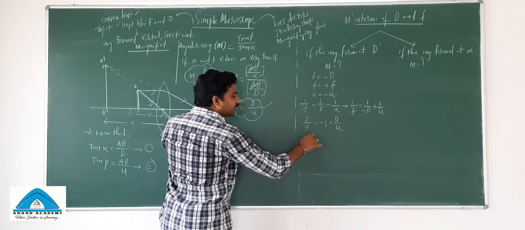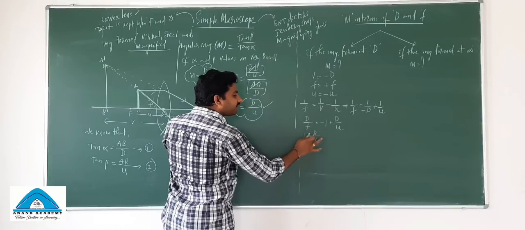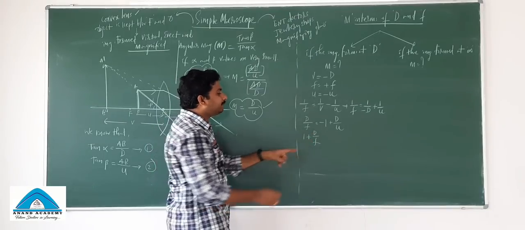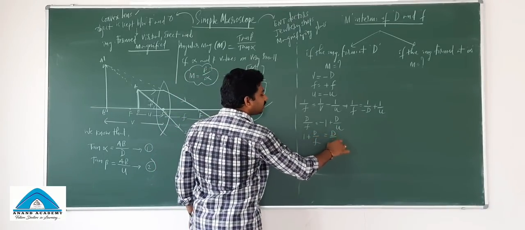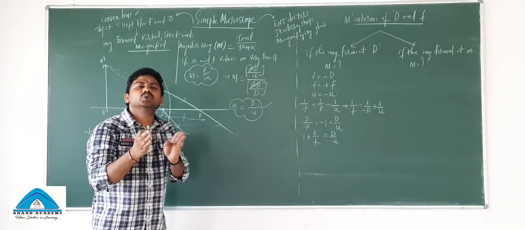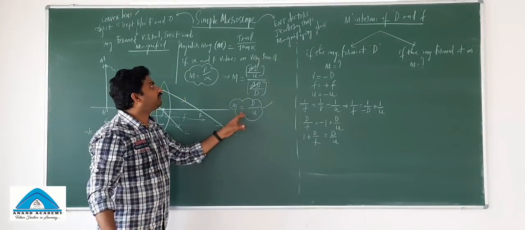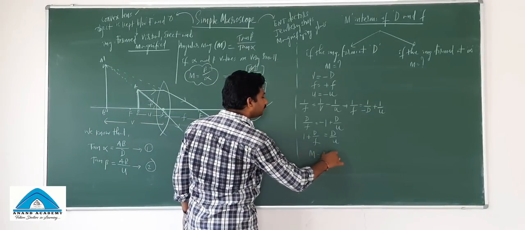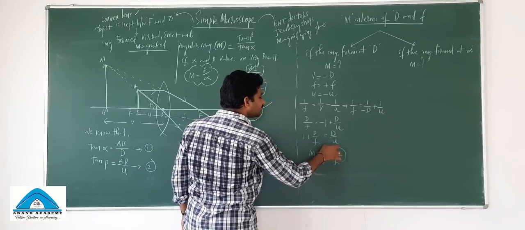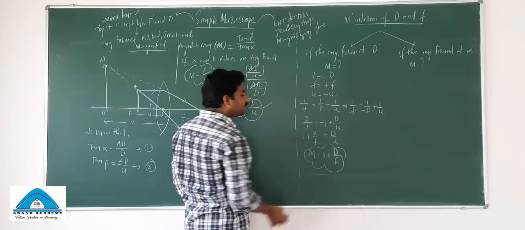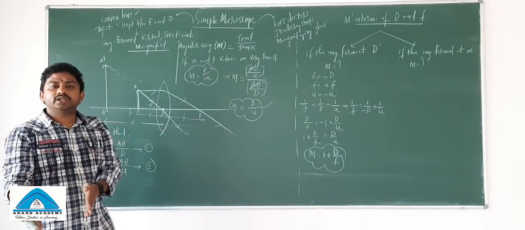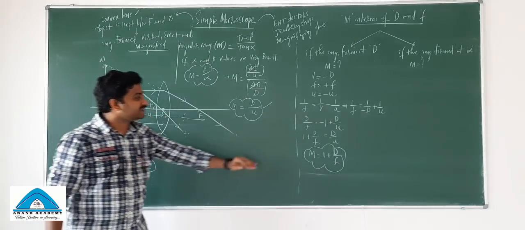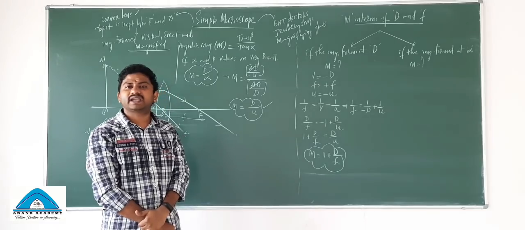So what can I write? Can I write this as 1 plus D by F here? You can see minus 1 comes to the other side and it will be plus 1. 1 plus D by F is equal to D by U. So what is D by U? D by U is the actual magnification of the simple microscope, that's M. So M is equal to 1 plus D by F. So this is the important formula. When the image is formed at the near point, the angular magnification of a simple microscope is M is equal to 1 plus D by F.